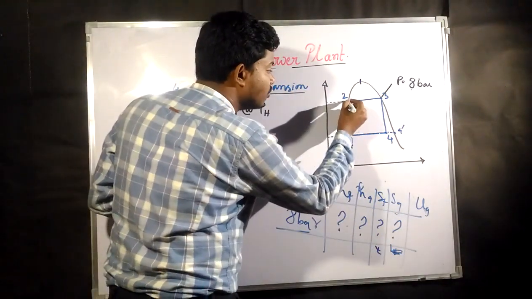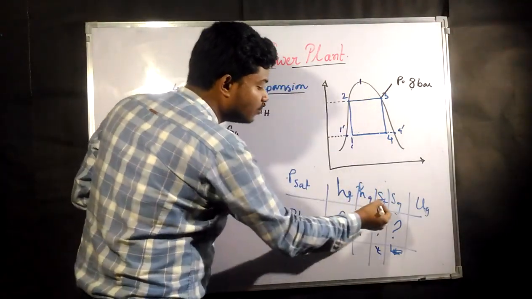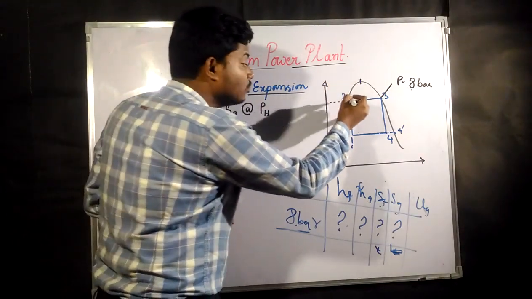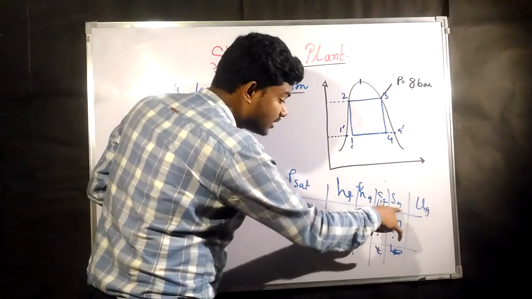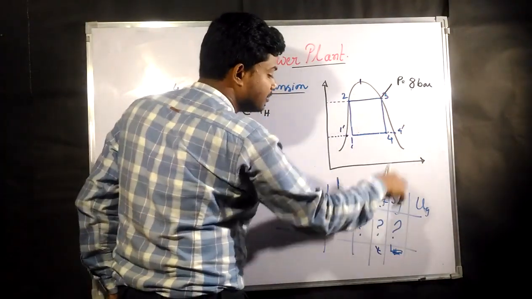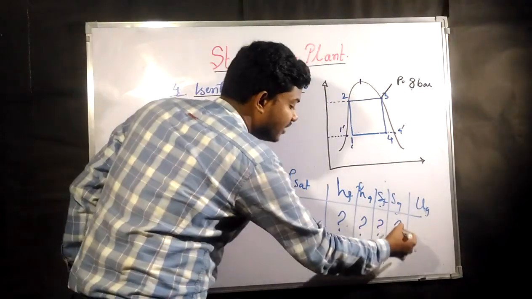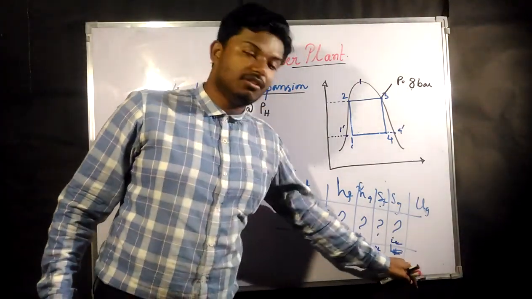SF is nothing but entropy at this point. F means fluid here. In the fluid line, the entropy at 8 bar is going to give the entropy at this point. And SG at 8 bar is the gaseous, that means in the gaseous line at 8 bar this point is going to have this much entropy. This will be given in your steam table.